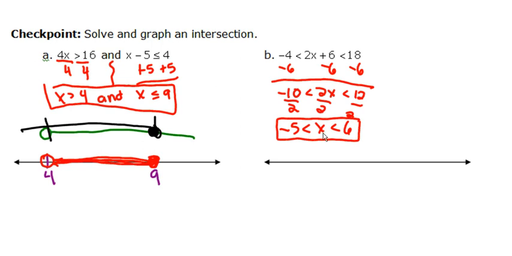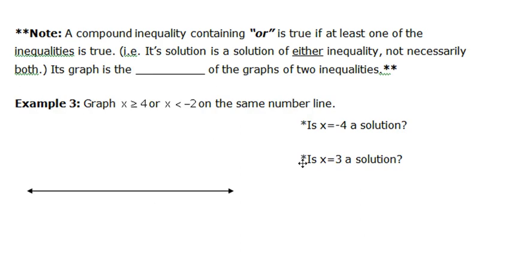Now this says that x is between -5 and 6. So my smaller number is -5, my larger number is 6. They both have open circles, and my line goes in between them. So that is and inequalities.